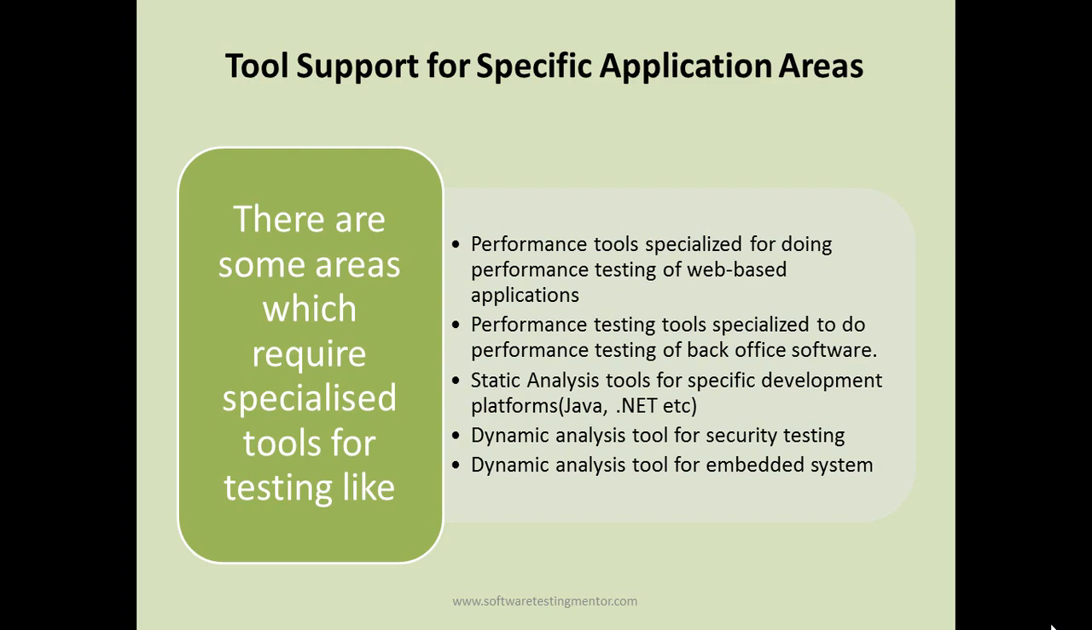For example, there are performance tools which are specialized for performance testing of web-based applications. There can be different kinds of performance testing tools. One tool is used just to do performance testing of web-based applications. Another is also a performance tool, but specialized to do performance testing of back office software or server-based software. Then there can be static analysis tools for a specific development platform, like a static analysis tool for the Java development platform, or one specific to the .NET platform. Then a dynamic analysis tool for security testing, or a dynamic analysis tool for embedded systems. These are tools very specific to the particular type of testing to be performed.